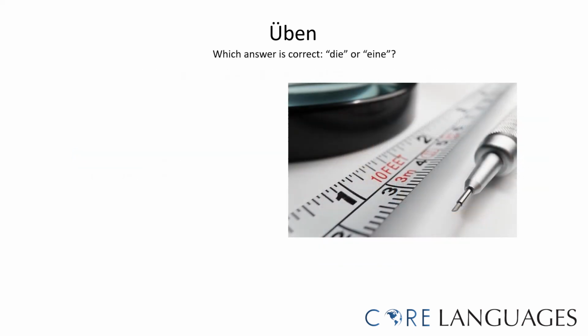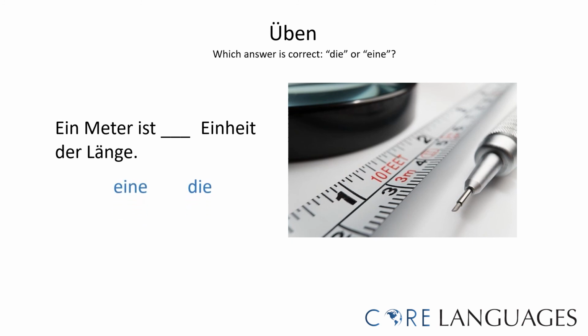And how about this example? Ein Meter ist Einheit der Länge. A meter is unit of length. Do we need to say, ein Meter ist eine Einheit or ein Meter ist die Einheit? The correct sentence is, ein Meter ist eine Einheit der Länge. A meter is a unit of length.